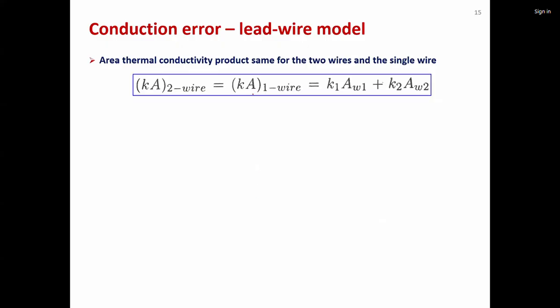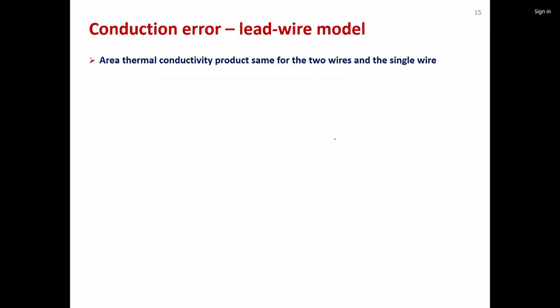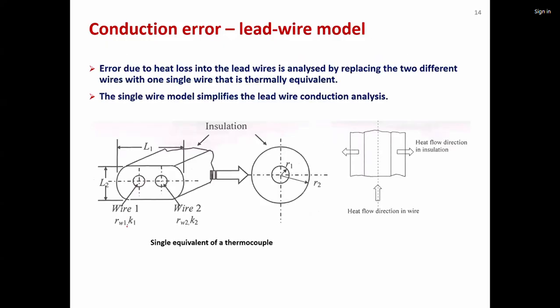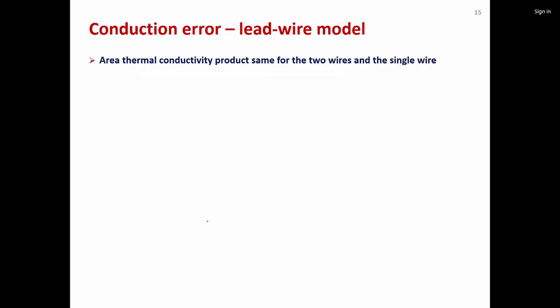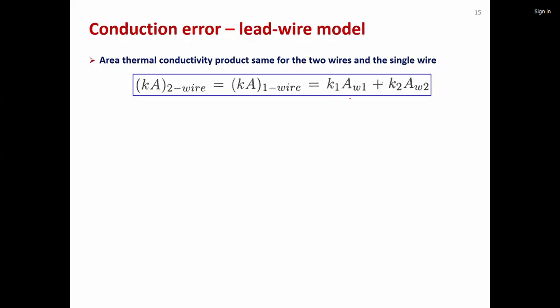And this should be equal to K1 into AW1. That is the thermal conductivity of wire 1, K1, into the cross-sectional area of this, plus K2 into the cross-sectional area of the second wire. This is the first thing that we need to make sure of when you build a one-wire equivalent. All these two-wire thermal conductivity-area products need to add up to give the equivalent one-wire model.